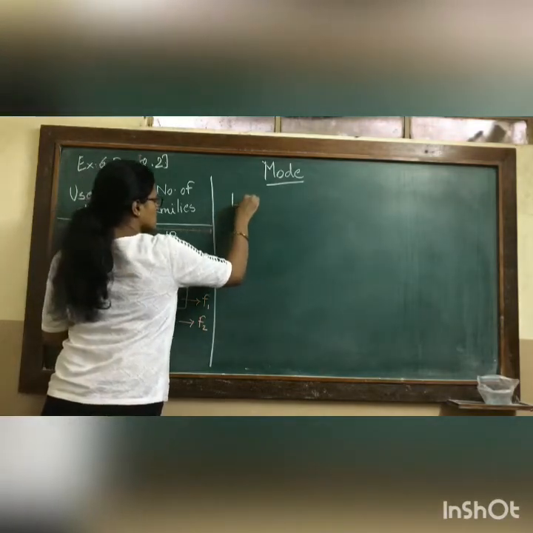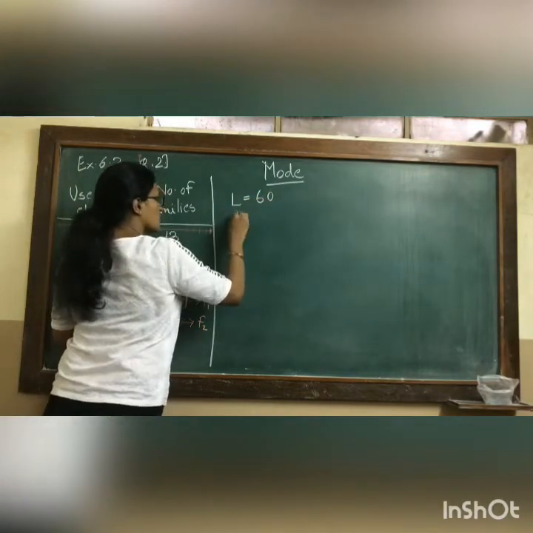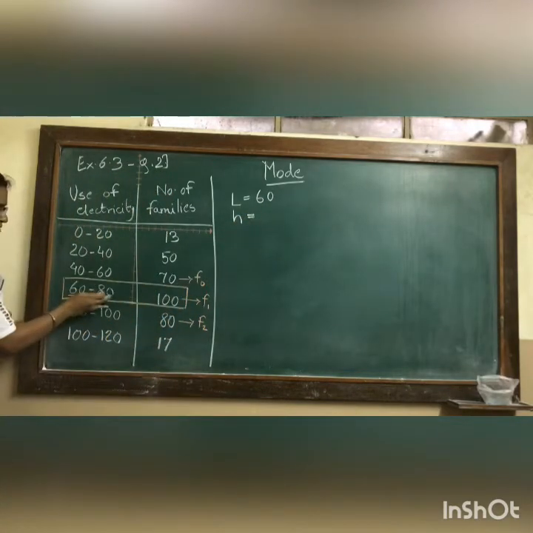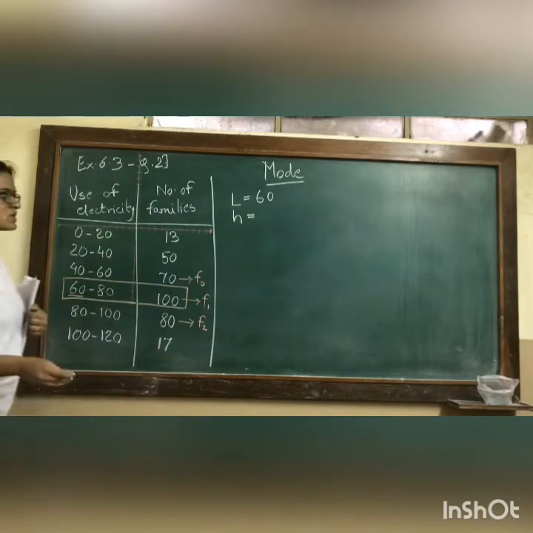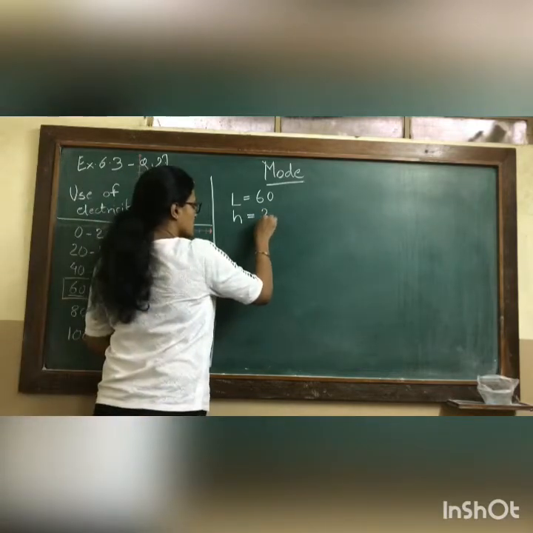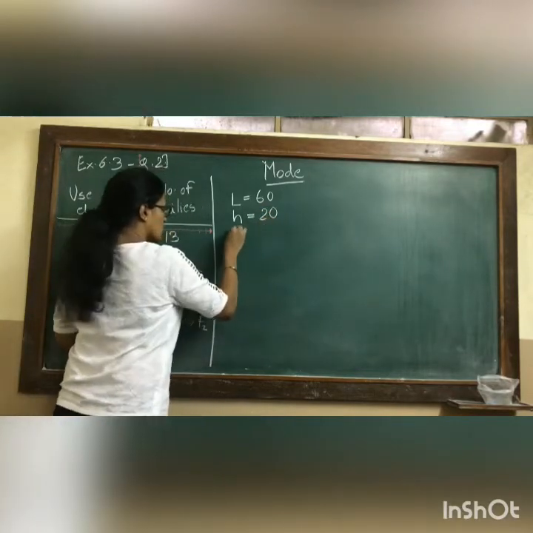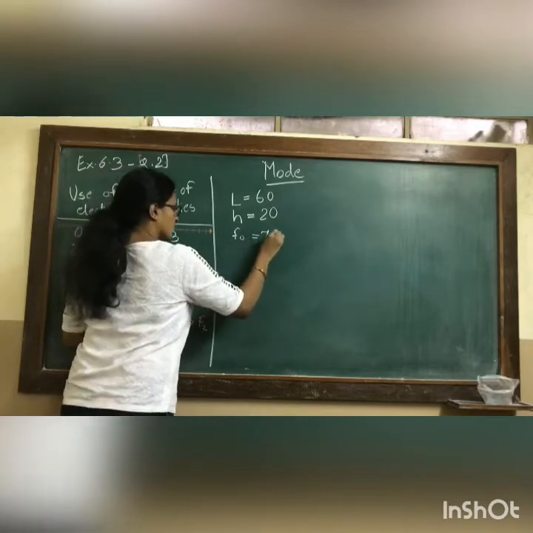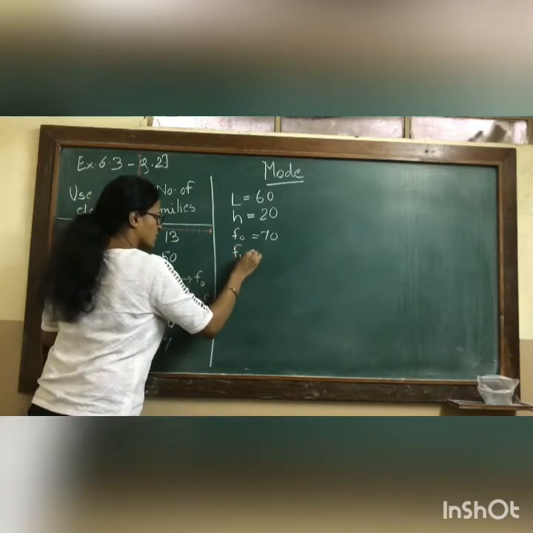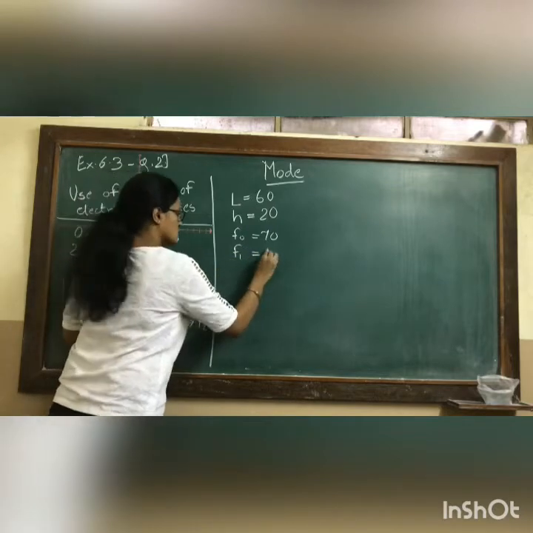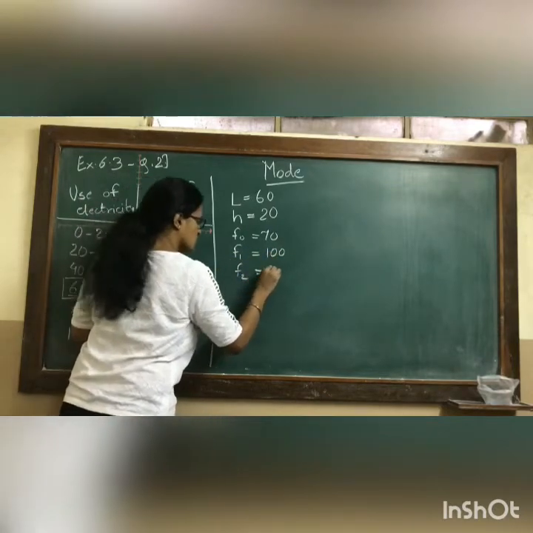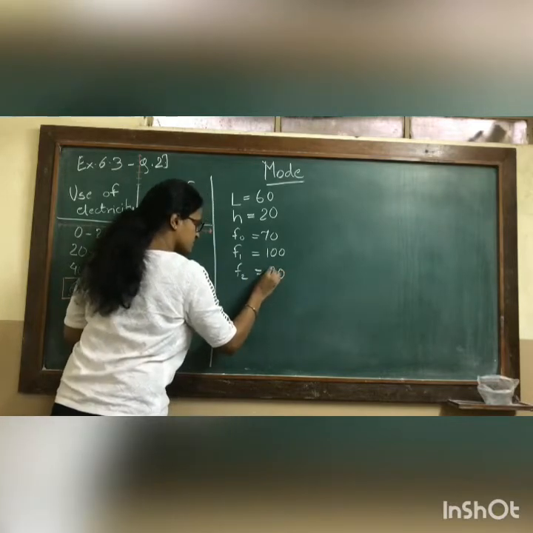Now once again we require the lower limit of the modal class, which is 60. So L is equal to 60. We need H, that is the class width. So 80 minus 60 is equal to 20. F0 is 70. F1 is 100. And F2 is equal to 80.